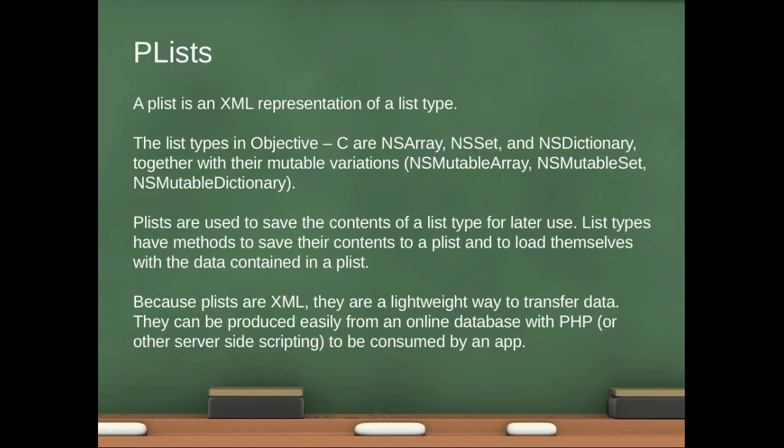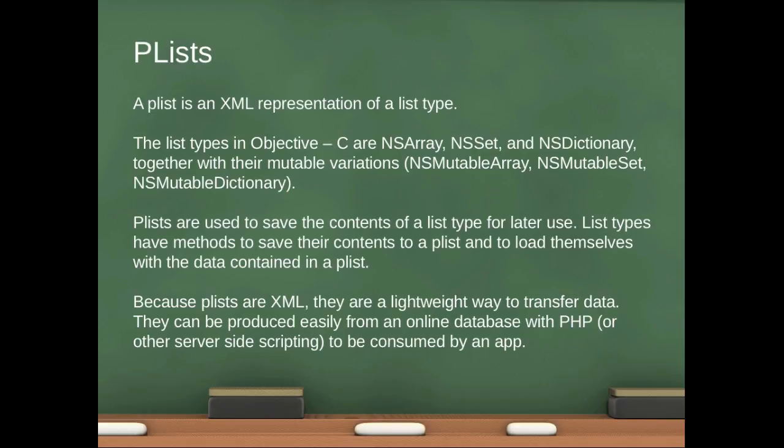An array is a list of objects. A set is an unordered set of objects. An NSSet can only contain one unique object of any particular type. And a dictionary is like a Java hash, for lack of a better comparison. It has keys and values. The keys are strings, NSStrings, and the values of an NSDictionary are objects.